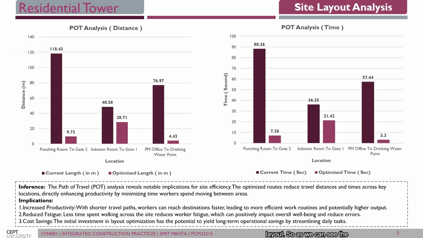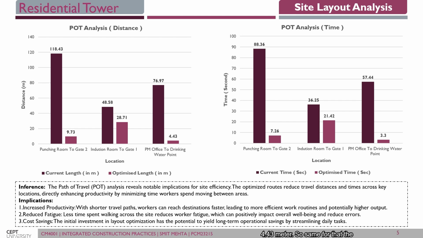So as we can see, the site layout analysis for the punching room to gate 2 distance, which was earlier 118.43, is reduced to 9.73. Same for the induction room to gate 2 distance, which is reduced completely from 48 meters to 28.71 meters. And same for the PMC office to drinking water point, which was 76.97 meters, is now 4.43 meters.